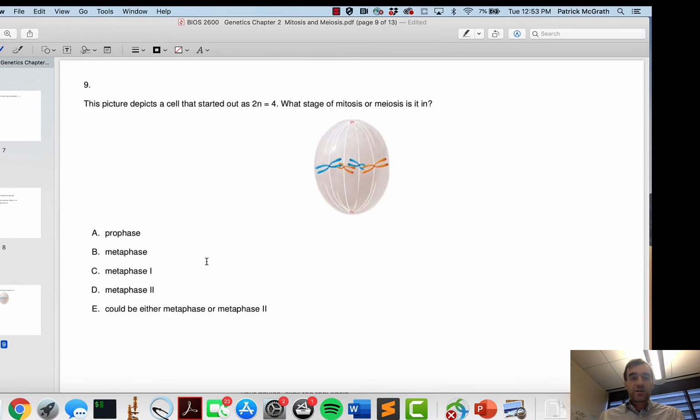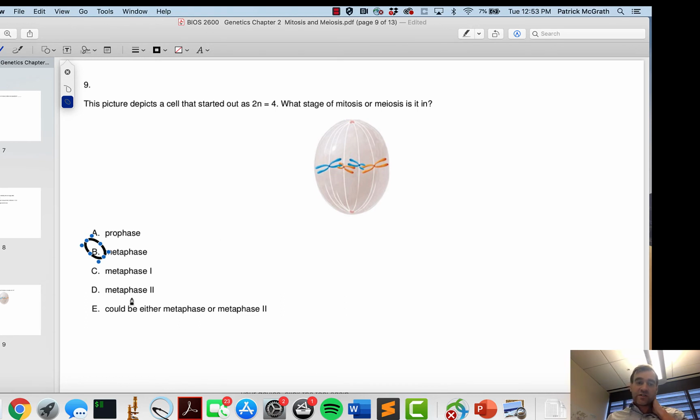This picture depicts a cell that started out as 2n equals 4. What stage of mitosis or meiosis is it in? The answer to this is metaphase. You should have realized it's not prophase because everything's at the midplane and you see all of the microtubules have formed. So prophase is not a good answer. And the reason metaphase 1 is not an answer is because you should see a tetrad, and we don't see a tetrad here.